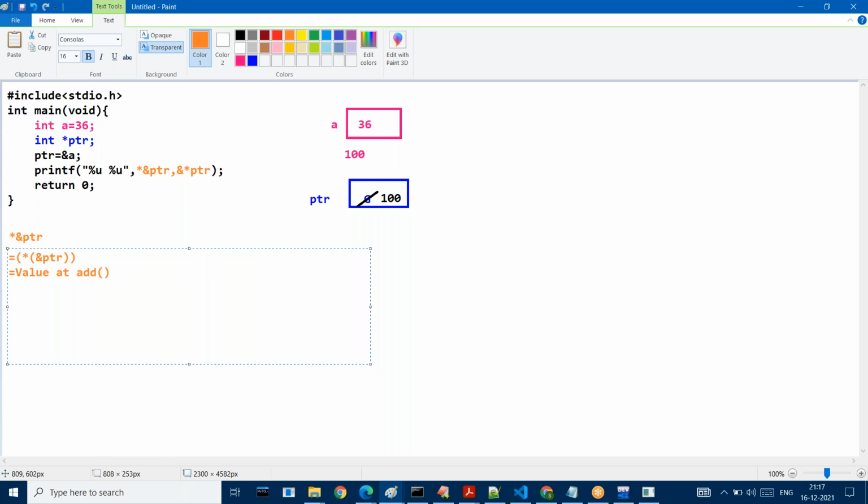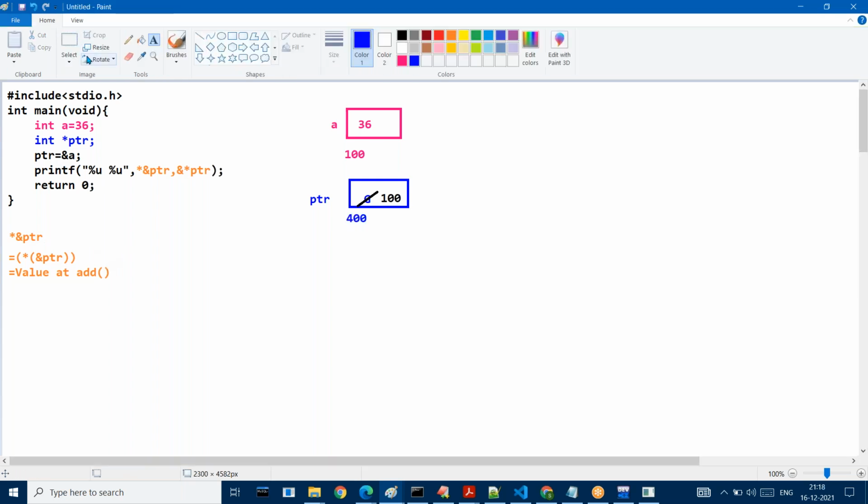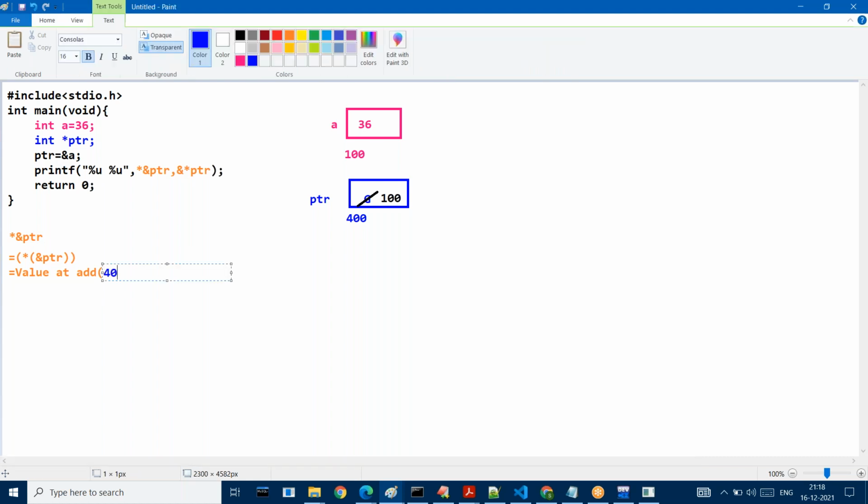Address of PTR is what? Suppose for example, PTR has its own address as 400. So value at address done. Then what I am writing? Not PTR, guys. Observe carefully. Ampersand PTR, that means address of PTR. Address of PTR is what? 400. Now value at address 400.